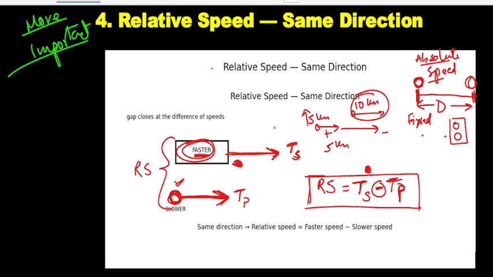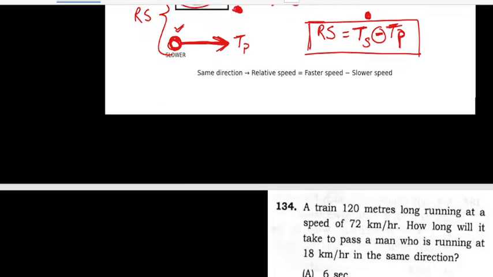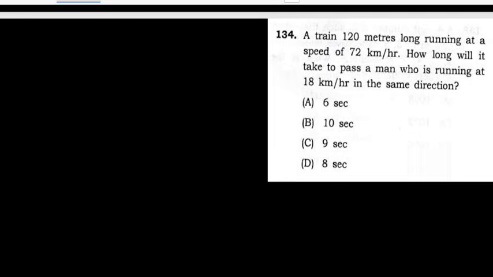Let's understand how questions are framed based on relative speed, and how we utilize the same formula that I've taught you before: speed is distance by time. Here also, no new formula will be learned. We are going to utilize the same formula, same concept, just the question language would differ. Let's check the question. See here. This is the first question given to us.